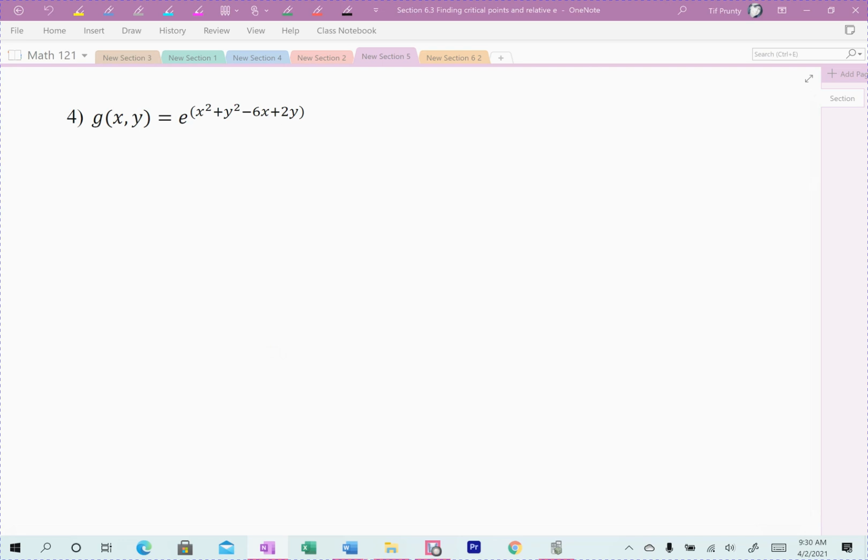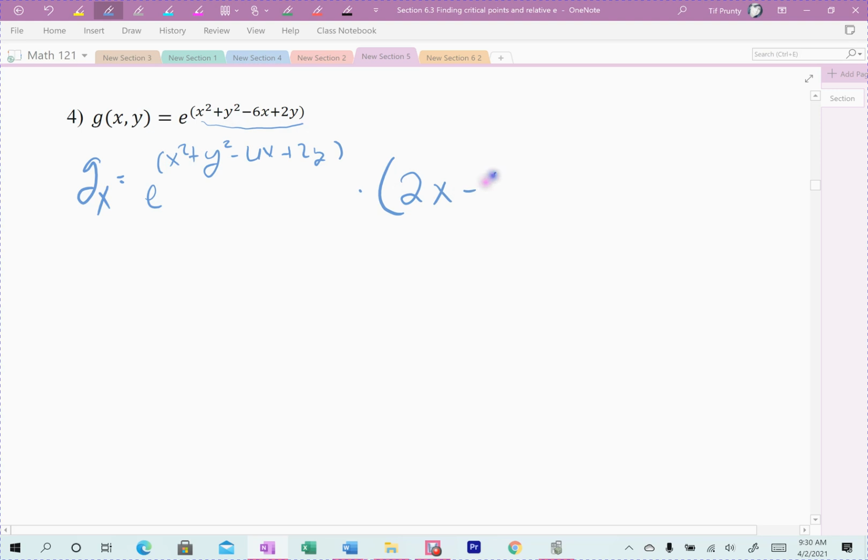Alright, so find your first order derivatives and set them equal to 0. So g sub x, well, it's the chain rule, so the first thing is the e term. But then you're not done yet. That's just the outside function. I've got to remember to take the derivative of the inside. And this is where it matters which variable I'm looking at. So I'm looking at the inside function, but only with respect to x. And there's only two x terms. There's the x squared and the negative 6x. So I get 2x minus 6.